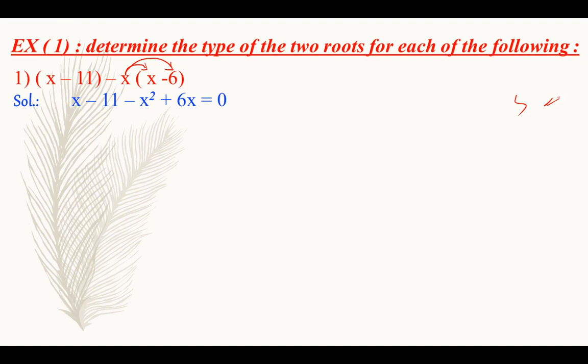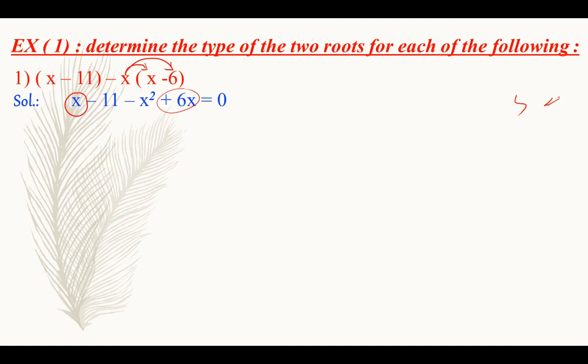Here we are going to collect like terms together and arrange the equation in the standard form of the quadratic equation. We all know that the standard form is ax squared plus bx plus c equals 0. But here we have negative x squared. We don't want the coefficient of x squared to be negative. So negative x squared will go to the other side, and we are going to collect x and positive 6x. It will be 7x, which will go to the other side as negative 7x.